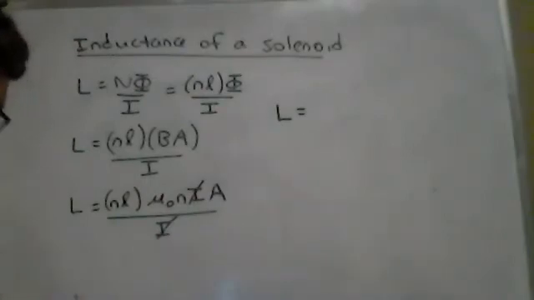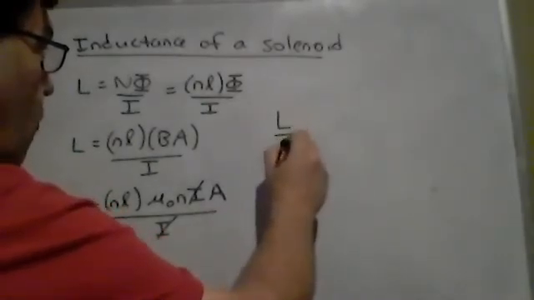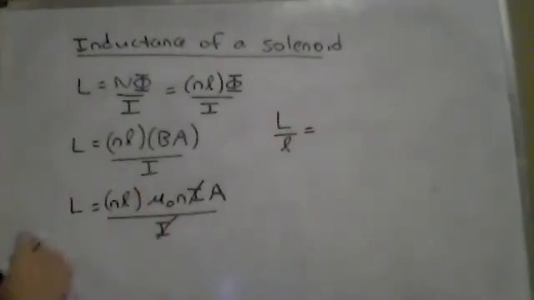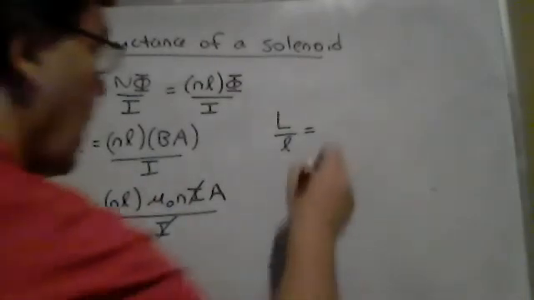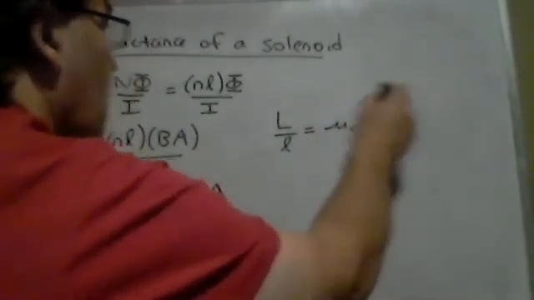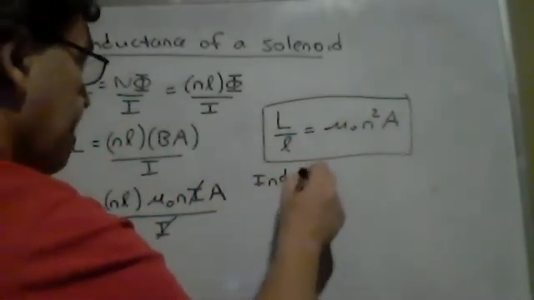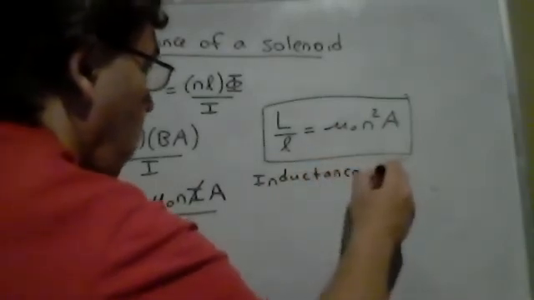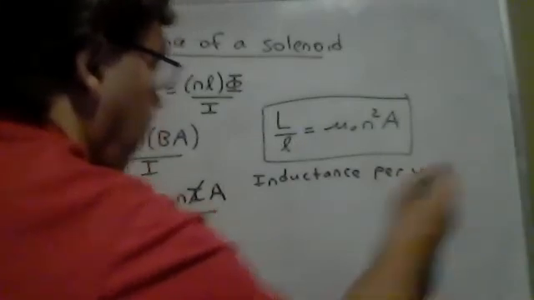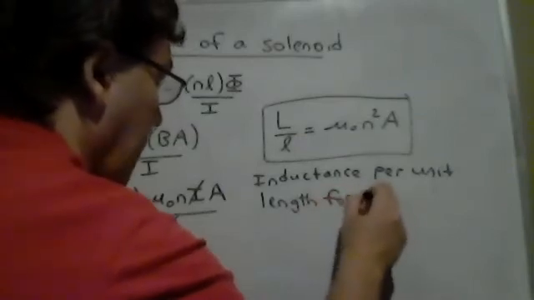And what I now have is that L, gathering everything together, I generally write it like this: cap L over little l. I have a mu naught, I have an n squared, and I have an A. So L over l equals mu naught n squared A. I usually write the inductance per unit length for a solenoid.